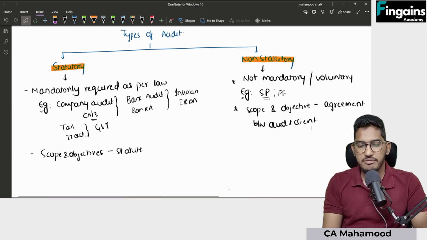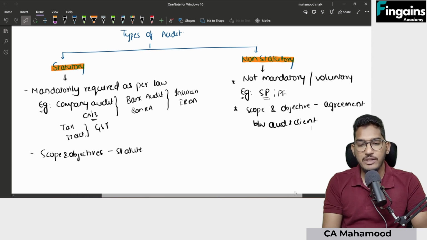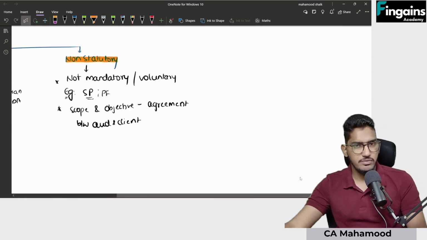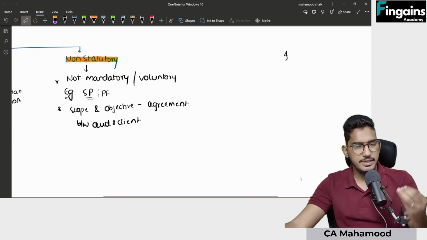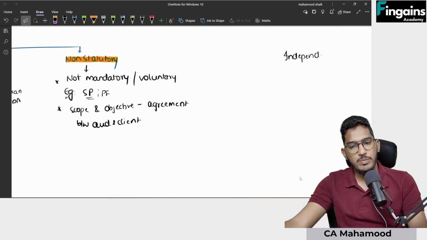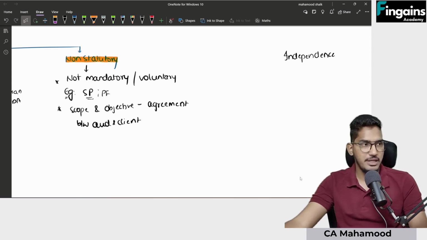Now let us deviate from this for a while and go back to one more concept called independence, which we have already discussed. For a little span, we will deviate from the statutory and non-statutory, and go back to the discussion regarding independence.